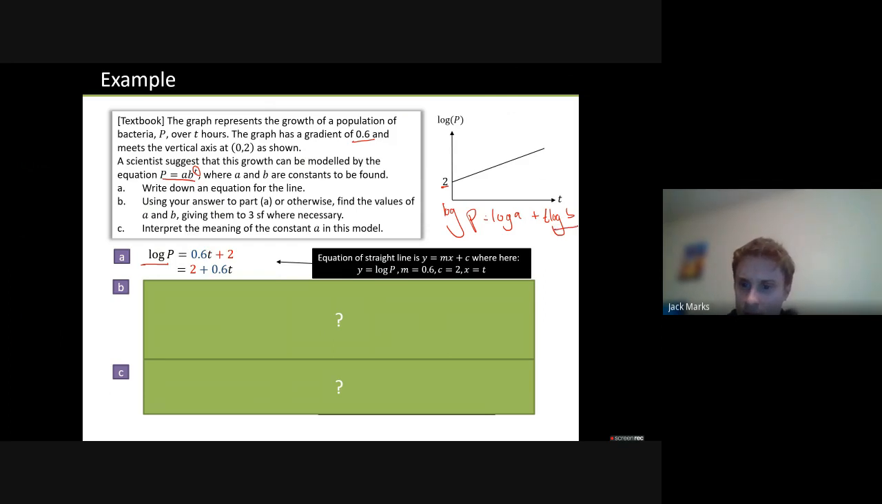So log a and log b, where have we got these values from? Well, log a was the same as the c part. Log a was the same as the intercept. So you can make log a equal to 2. Well, how do you find a? 10 to the power of on both sides means that you're going to get a this way.